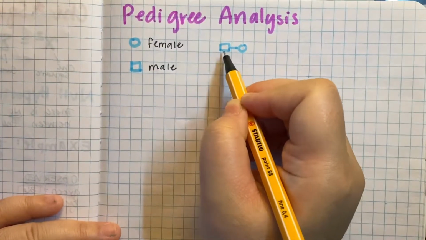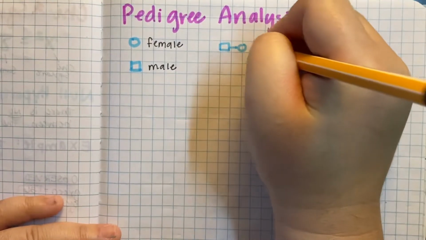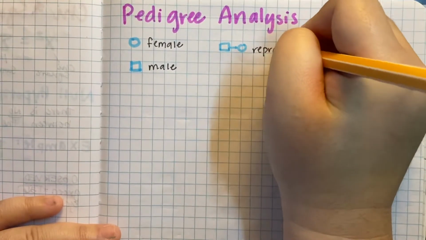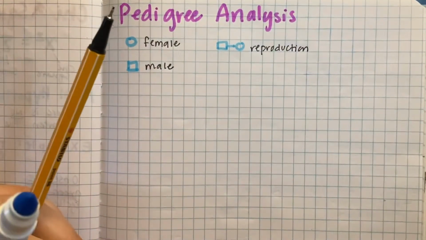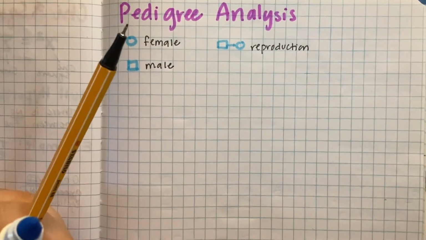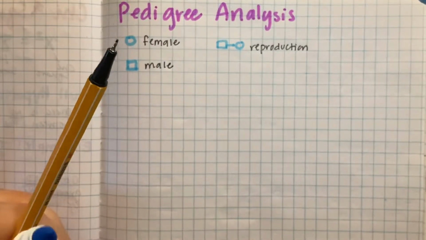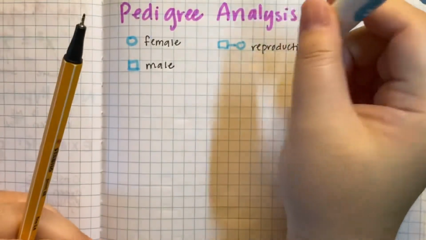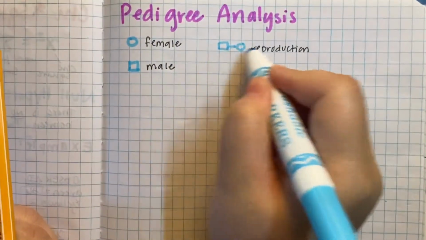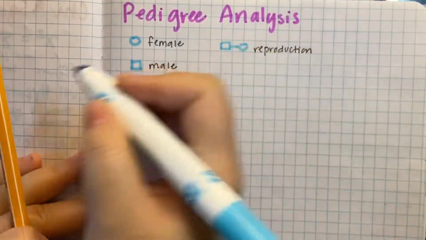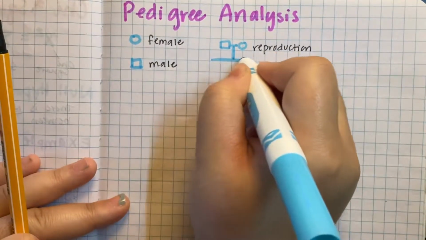You draw them on the same line, and then you connect them with a horizontal line. So this is representing reproduction. Typically on a pedigree, you don't show the reproduction unless they produced offspring, because it's not information that we need. If they don't produce offspring, then we are not going to be able to investigate how a trait was passed on. So a horizontal line connecting them is reproduction. If you want to show their offspring, you draw a vertical line down from that reproduction line, and then you show all their offspring below.